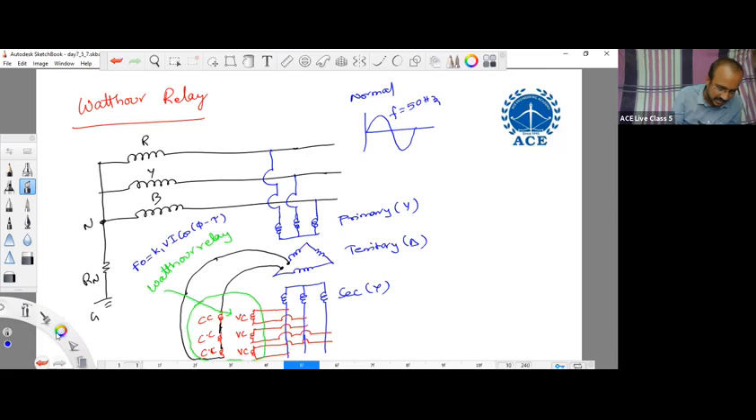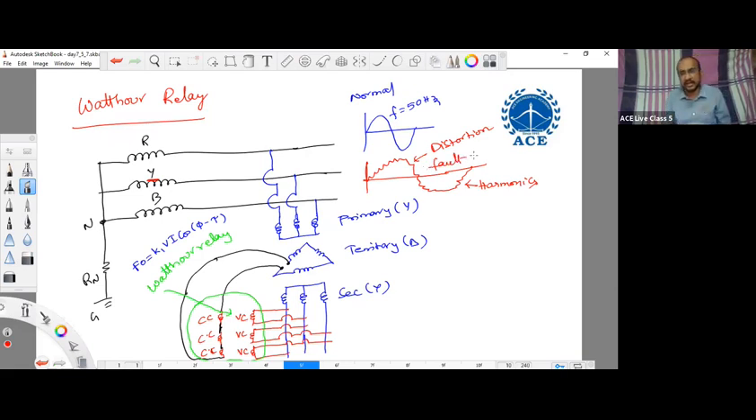Now let us observe what happens when an interturn fault takes place. Suppose the Y phase is experiencing an interturn fault. Due to the interturn fault, the supply voltage waveform gets distorted, and it consists of harmonic content. Understood my point? The supply voltage waveform is distorted, and it consists of harmonic contents.